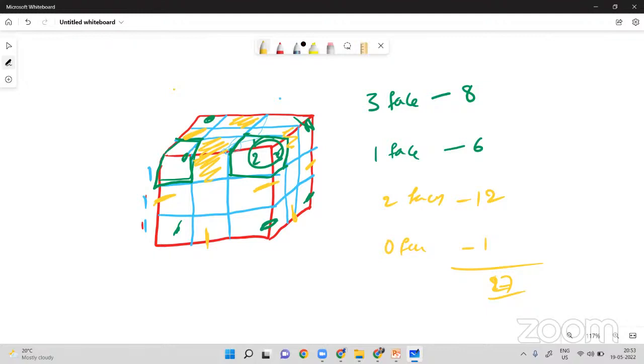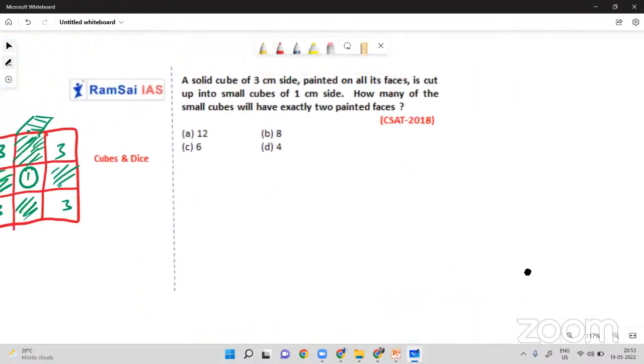Now I just want to tell you one thing. For any 3 by 3 cube, or any 4 by 4, or any 10 by 10, whatever it is, 3 face colored will be 8 only, no doubt. Why? Because there will be only 8 corners, but the remaining change based on whether it is 3 by 3 or 4 by 4.